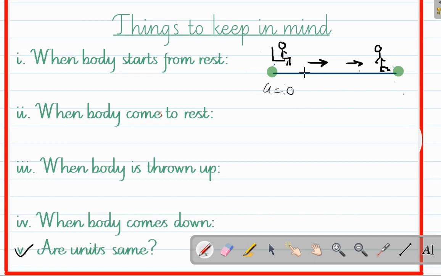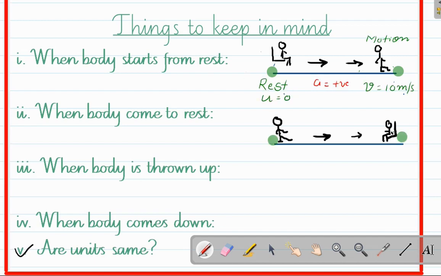But after some time, the boy starts walking. What will the velocity be? Of course, he will have some velocity with some value. Let us say his velocity is 10 meter per second. In this case, we can see the velocity has increased, so of course the acceleration will be positive.